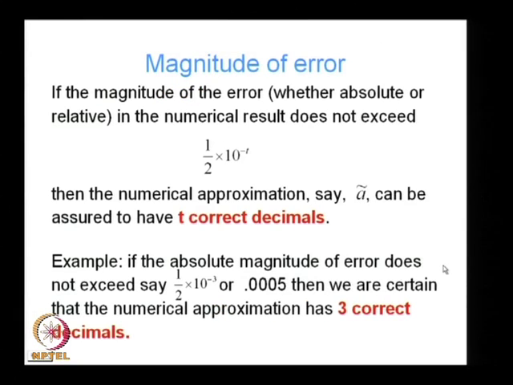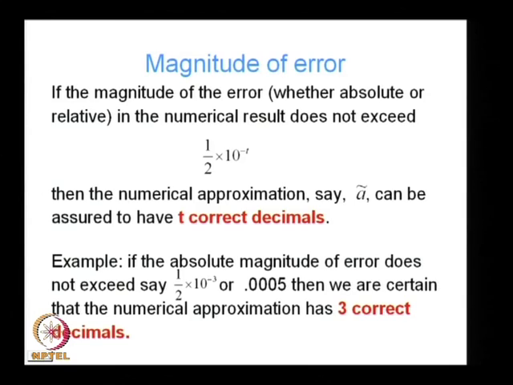If the magnitude of the error, whether it be the absolute error or relative error, in the numerical result does not exceed half times 10 to the power minus t, then we say by definition that the numerical approximation A tilde has t correct decimals. That is, if the error is less than 0.5 times 10 to the power minus t, the error is said to have t correct decimals.